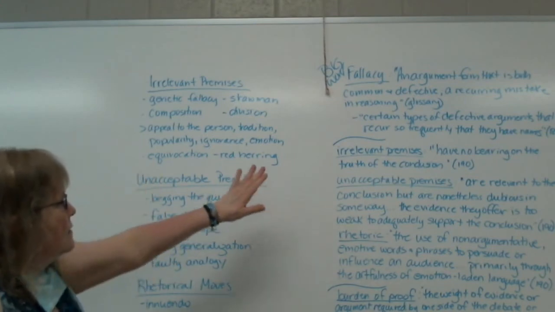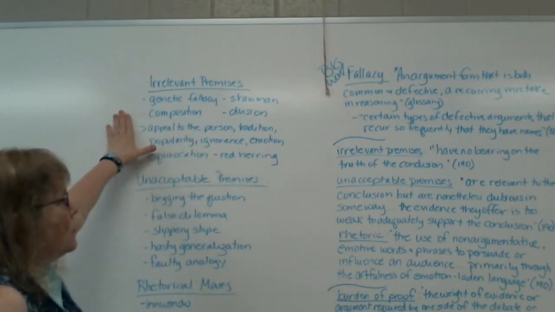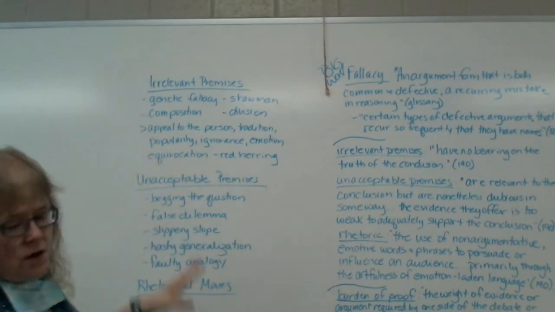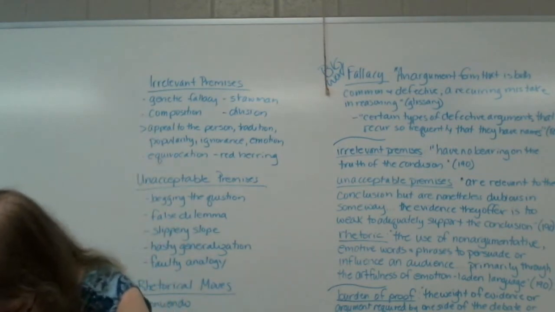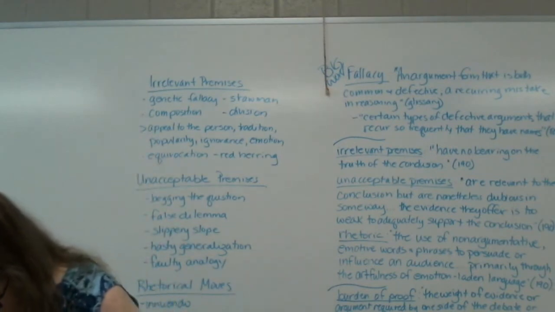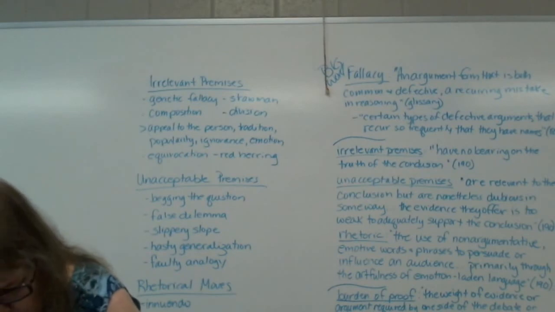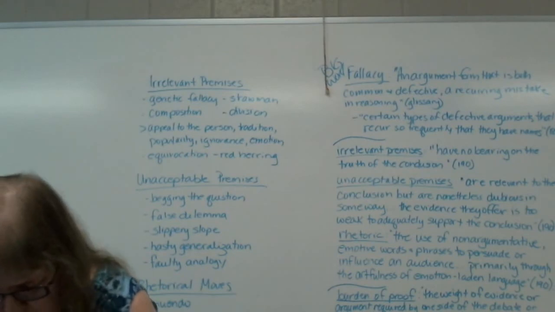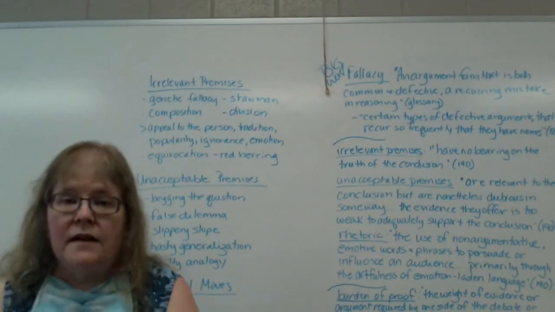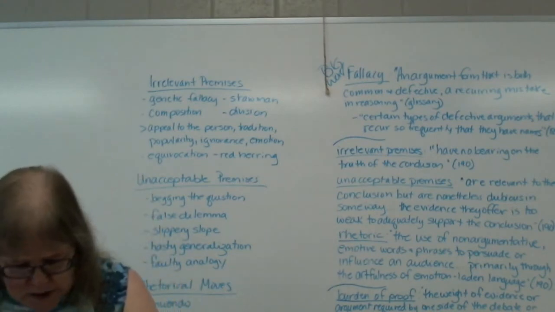So when we're talking about irrelevant premises, we're talking about those that have no bearing on the truth. They're distractions. I'm going to walk through what these are and give you some definitions. These start at the bottom of page 190. Genetic fallacy, we've already seen this one once before.